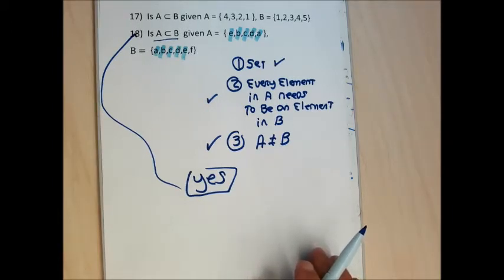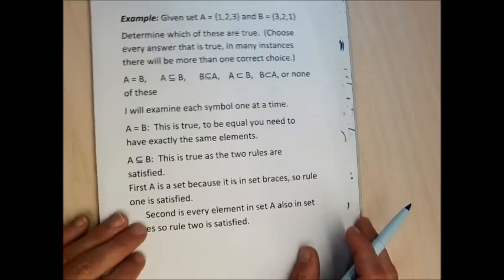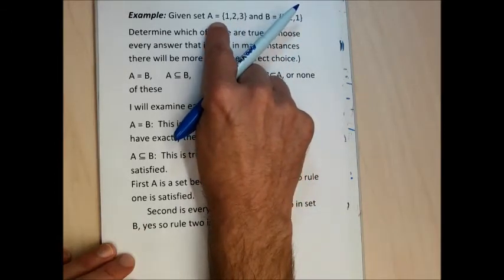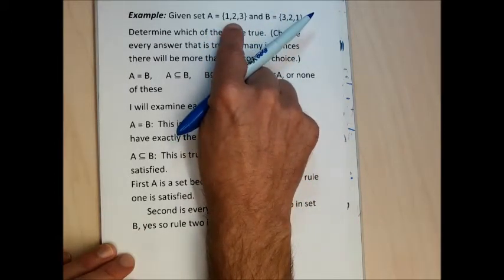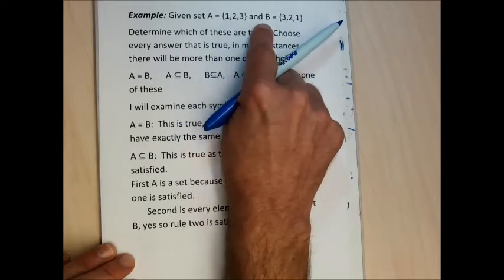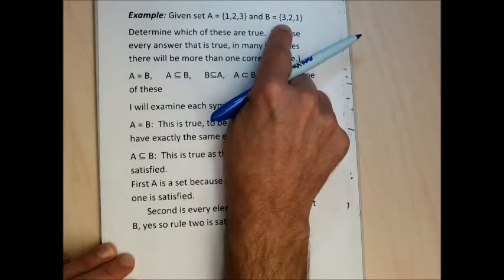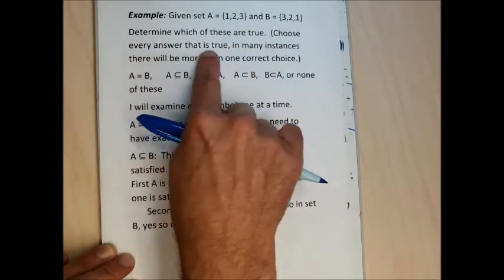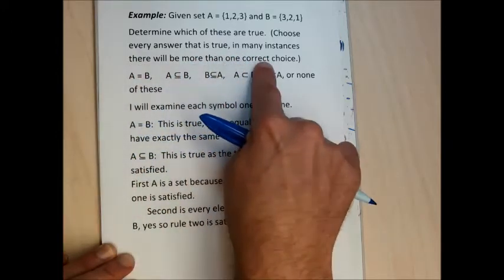There isn't really anything new for the rest of the section, but there's some new problems, and these are the problems that are most missed on the test from this section. And I kind of wish they weren't, but they just are. So let's look at an example here. Given set A equals a set that contains the numbers 1, 2, and 3, and B is the set that contains the numbers 3, 2, and 1, determine which of these is true. Choose every answer that is true, and in many instances there'll be more than one correct choice.